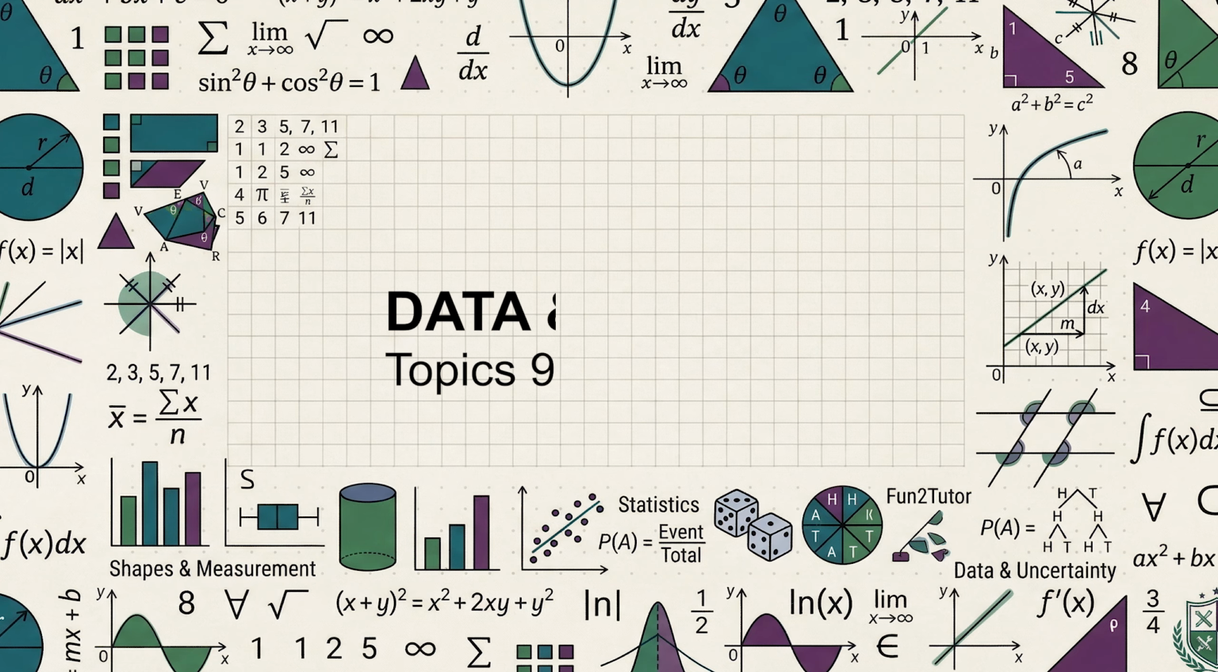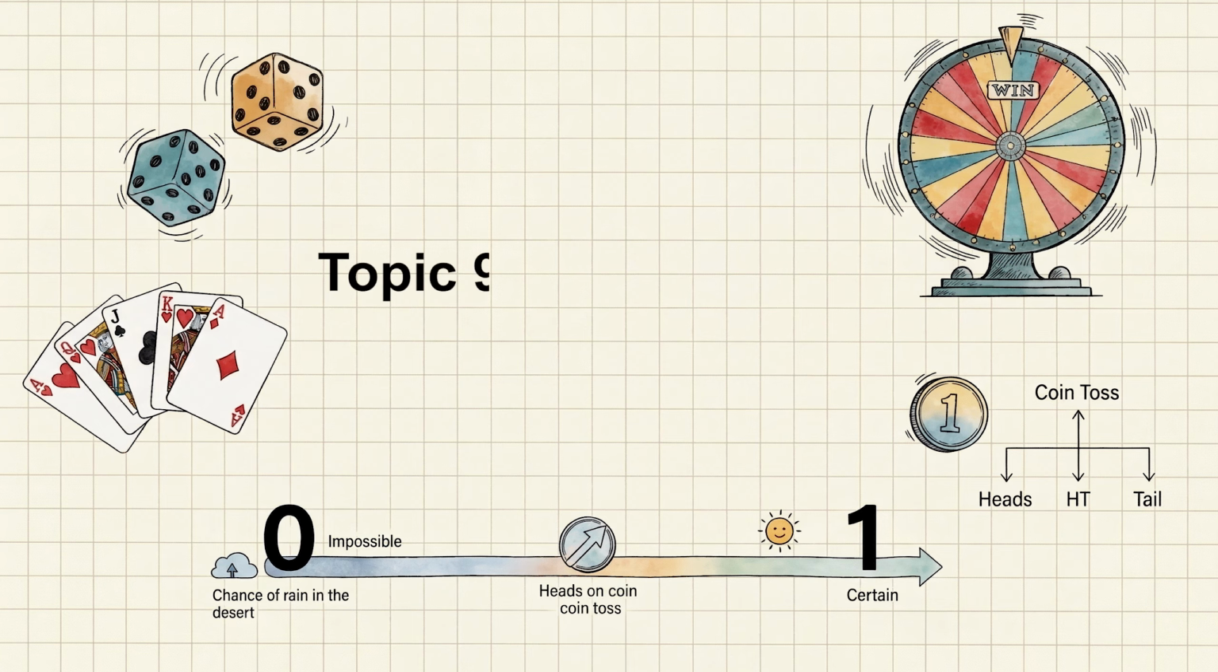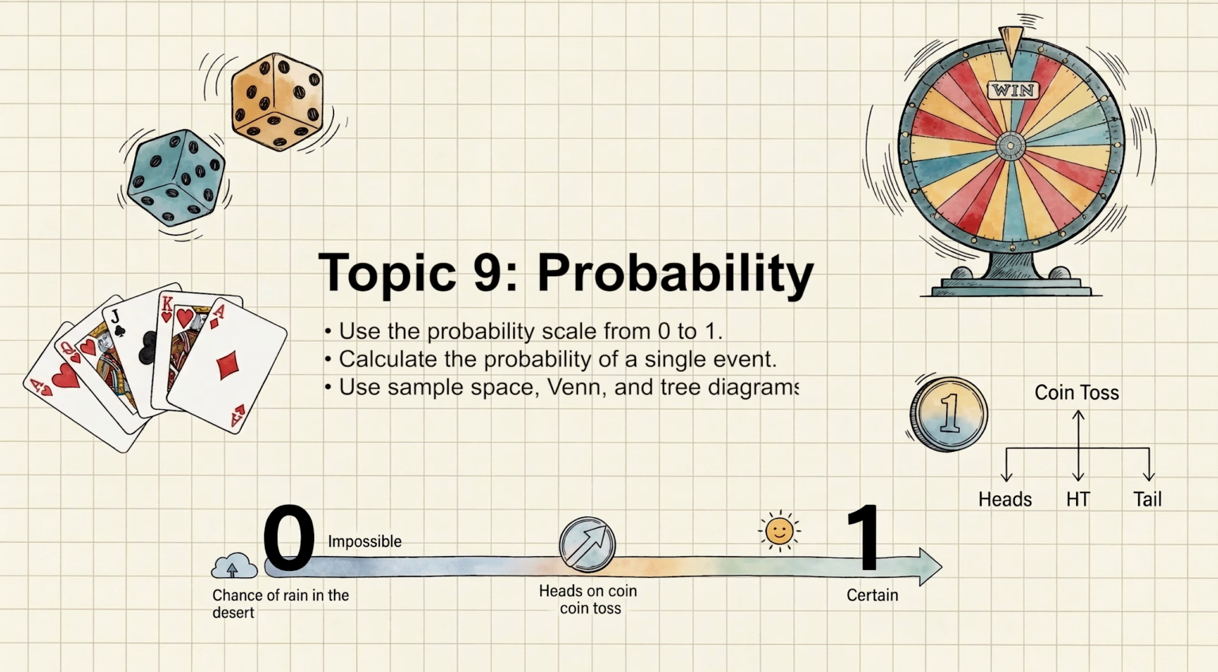All right, for the final part of our journey, we're going to look at how we can make sense of the world using data and understand the mathematics of uncertainty. Ever wondered what the odds are of something happening? Well, that's probability. You'll explore the fascinating world of chance, learning how to calculate the likelihood of different events, from impossible to absolutely certain, and even map out outcomes using tools like tree diagrams.